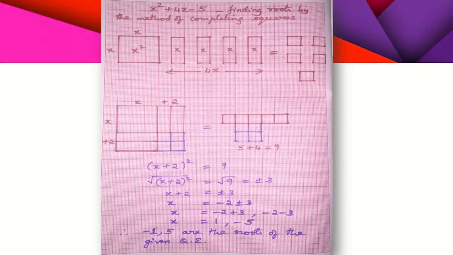Now transposing plus 2 to RHS, we will get x equals to minus 2 plus or minus 3. So x equals to minus 2 plus 3 and minus 2 minus 3. So one root is obtained by taking plus sign and another root by taking minus sign. So x equal to minus 2 plus 3 will give you plus 1 and x equal to minus 2 minus 3 will give you minus 5. So 1 and minus 5 are the required roots of the given quadratic equation.